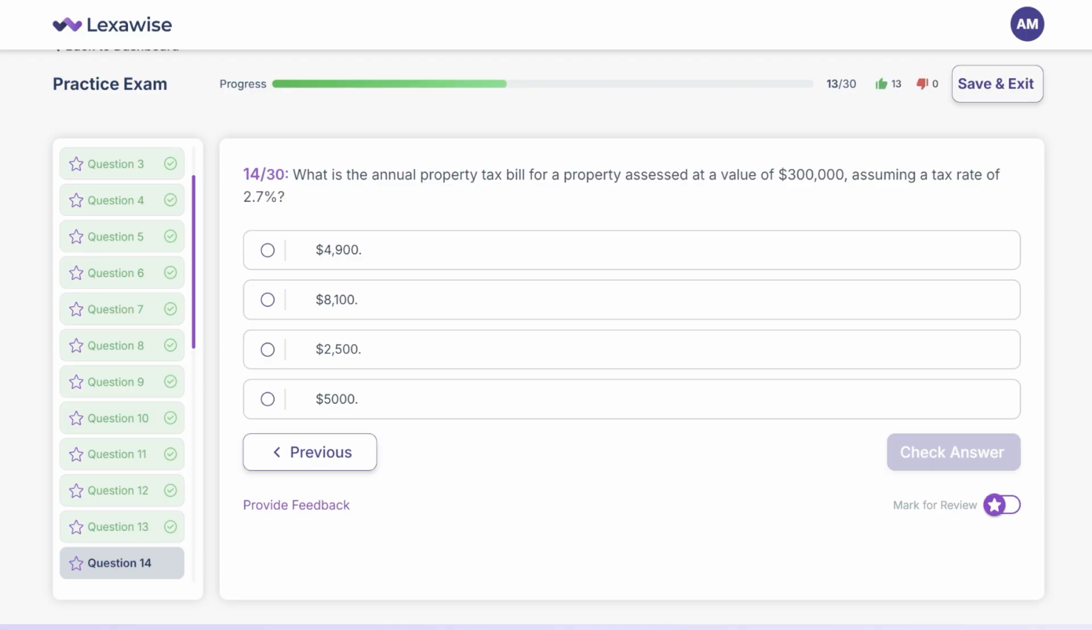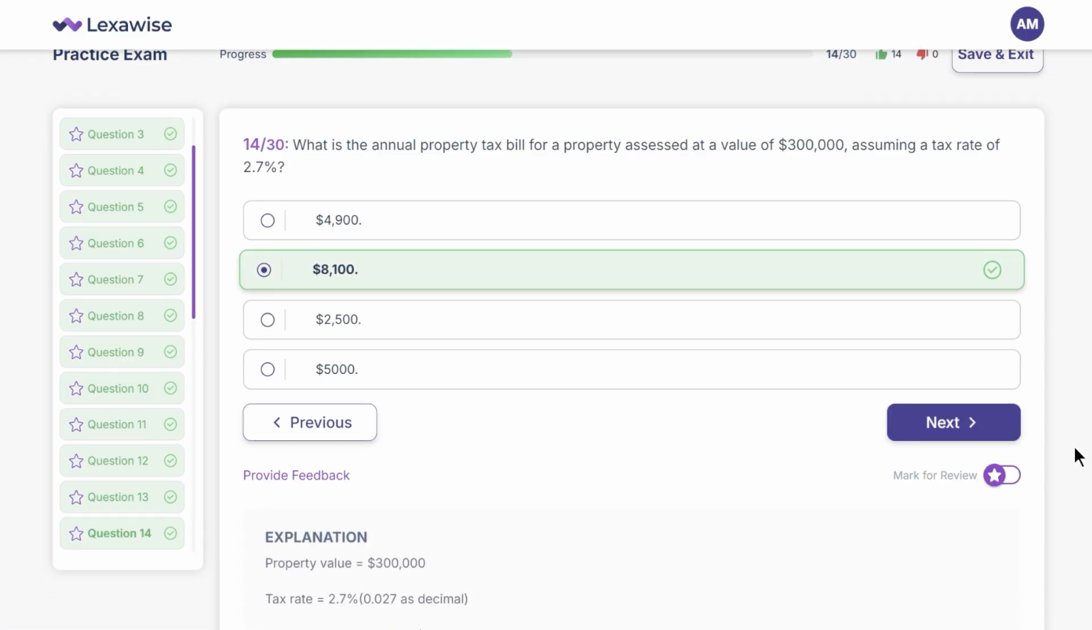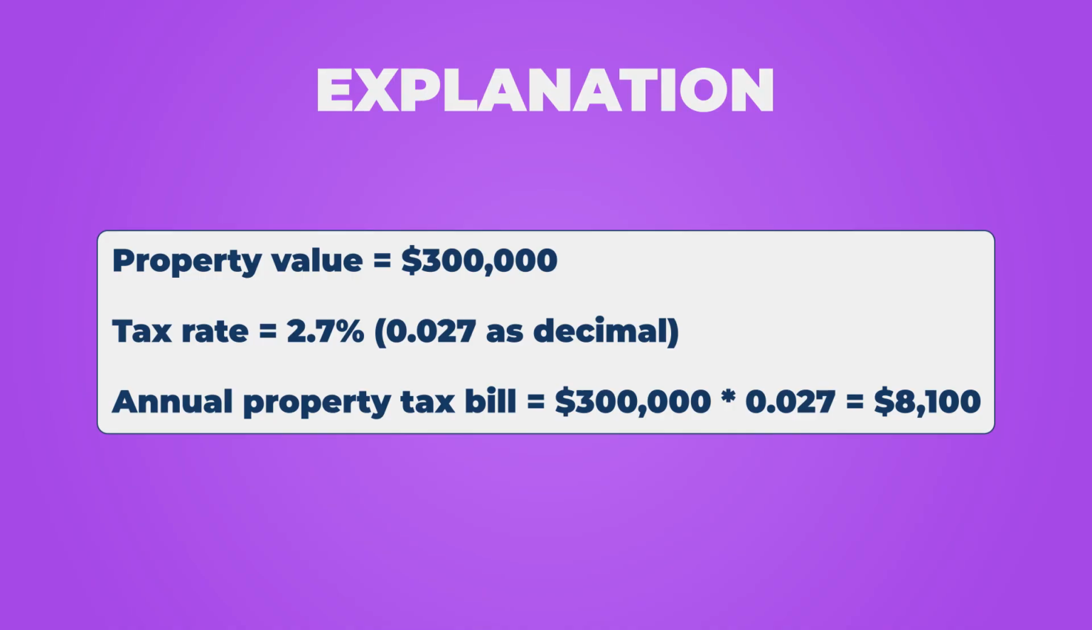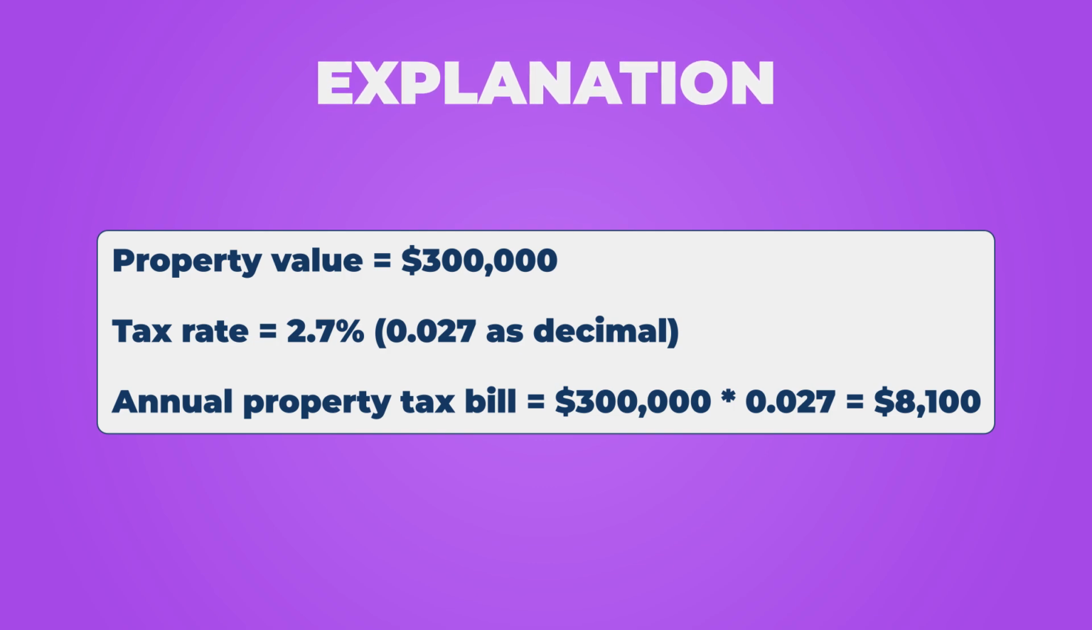The correct answer is B. $8,100. Here's how it works. Property value equals $300,000. Tax rate equals 2.7%, 0.027 as decimal. Annual property tax bill equals $300,000 times 0.027 equals $8,100.